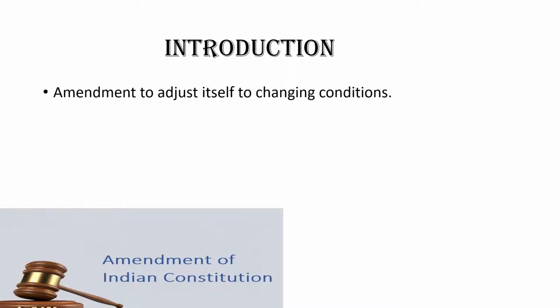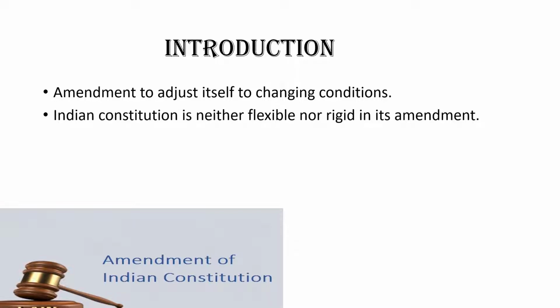Like any other written constitution, the Constitution of India also provides for its amendment in order to adjust itself to the changing conditions and needs. However, the procedure laid down for its amendment is neither as easy as in Britain nor as difficult as in USA. In other words, the Indian Constitution is neither flexible nor rigid, but a synthesis of both.